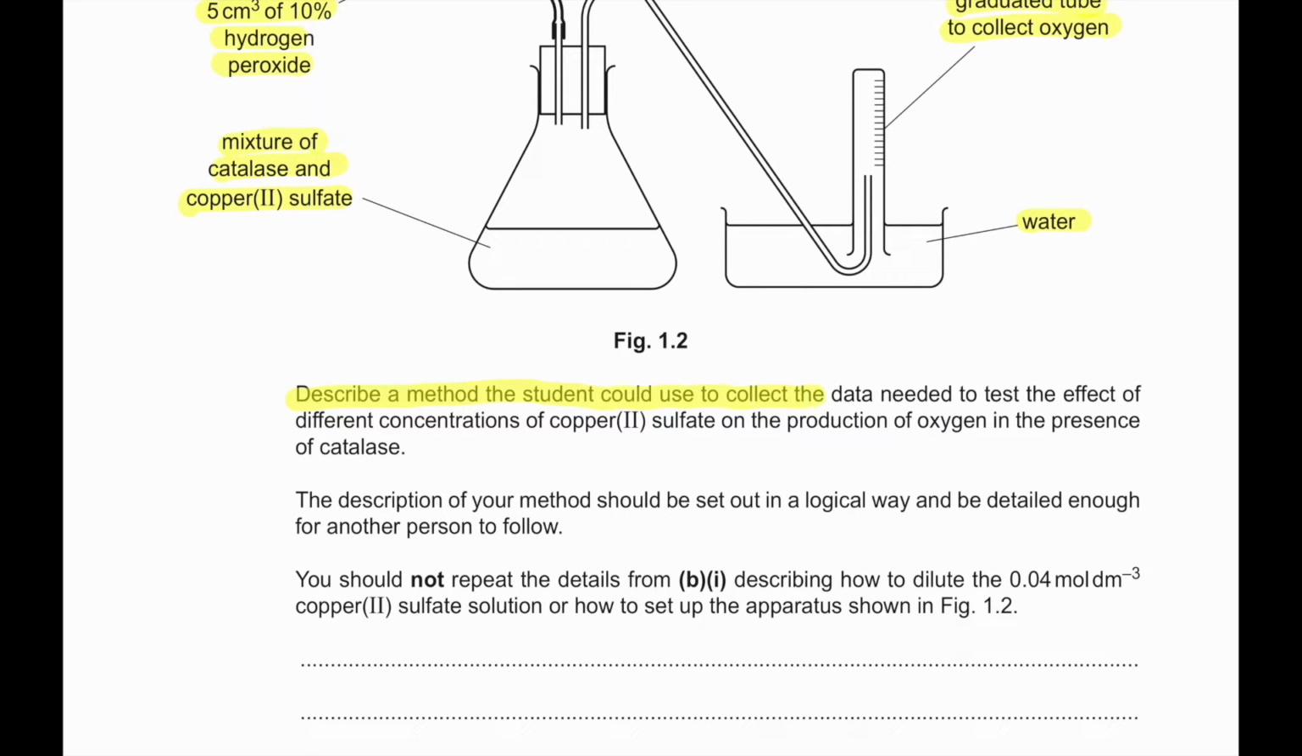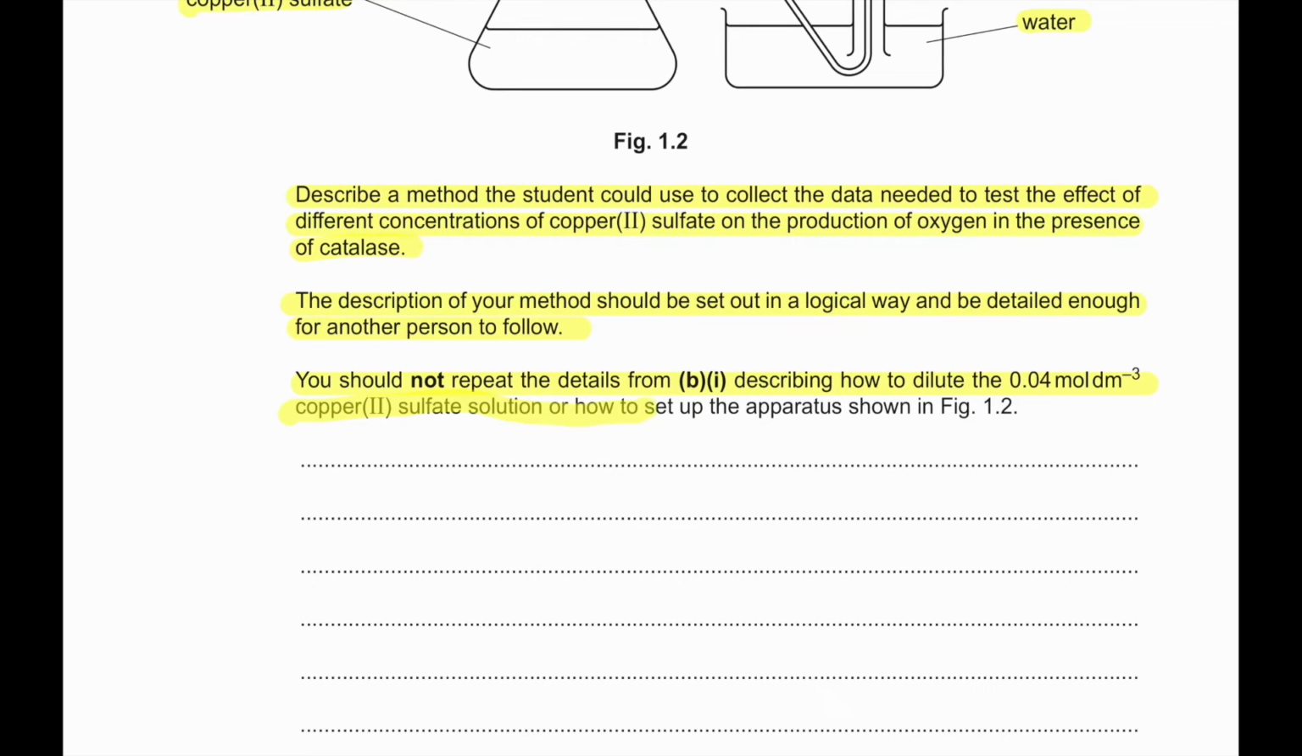Describe a method the student could use to collect the data needed to test the effect of different concentrations of copper 2 sulfate on the production of oxygen in the presence of catalase. Our description of the method should be set out in a logical way and detailed enough for another person to follow. You should not repeat the details from B1 describing how to dilute 0.04 mole per dm³ copper 2 sulfate solution, or how to set up the apparatus shown in figure 1.2.